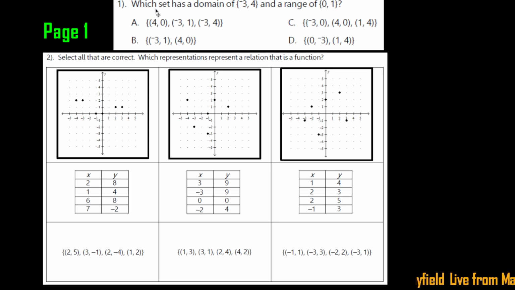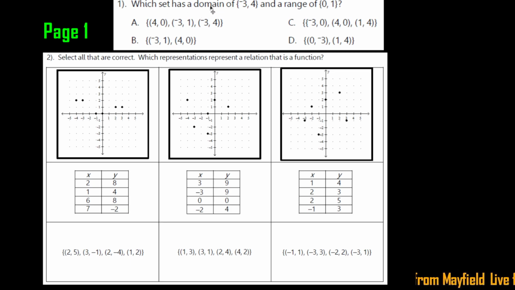In this video we're working on this functions study guide for our preparations for the functions test. What I'm going to do is one front and back page at a time. On that first page it's talking about relation versus functions, and then it has domain and range.